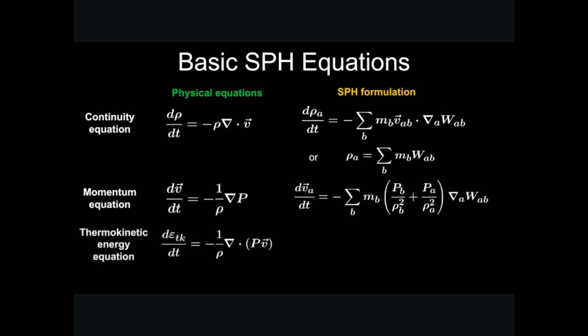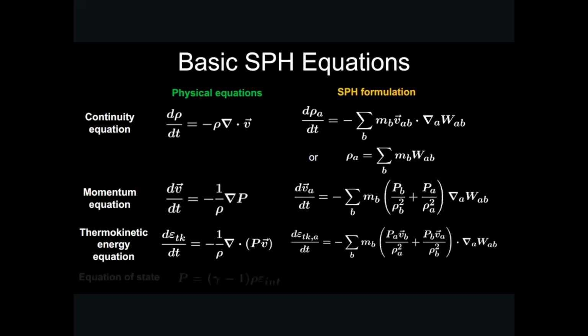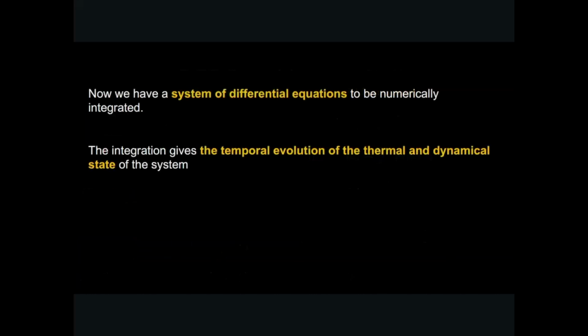Then you would also like to follow the evolution of the energy. And we selected the thermokinetic energy, which is simply the summation of thermal and kinetic energy, and its corresponding SPH equation, that one. Again, you have a summation of known quantities. And finally, you have an equation of state, which is simply an ideal gas law, with the gamma index. So you now have a system of differential equations that you need to numerically integrate over time.